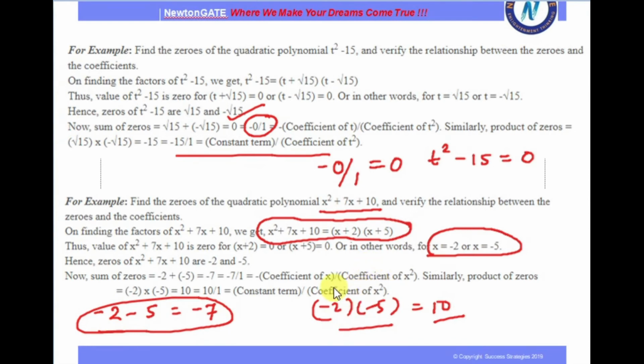Let's see if we get the same thing using the formula. The sum of the zeros is minus the coefficient of x divided by the coefficient of x square. Seeing this equation, minus the coefficient of x is minus 7 divided by 1, equal to minus 7. And the product is the constant term divided by the coefficient of x square, that is 10. So both the verifications are true, and hence we know that the relation between the zeros and the coefficients is true.